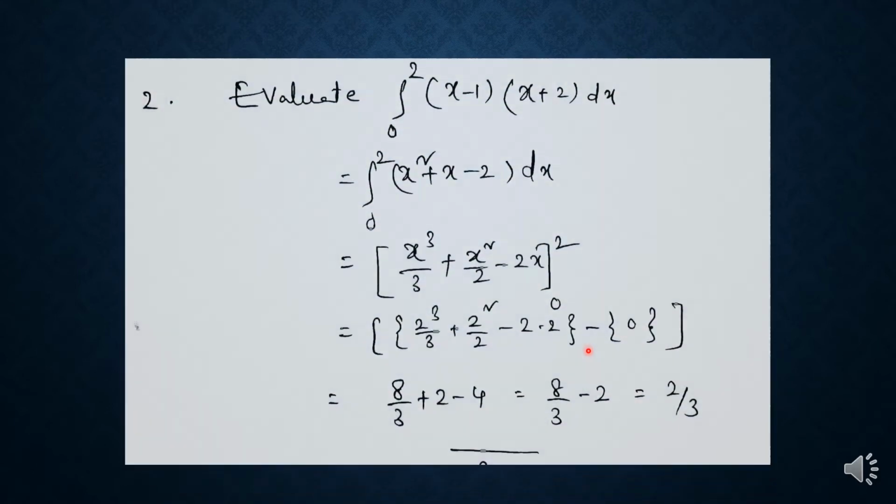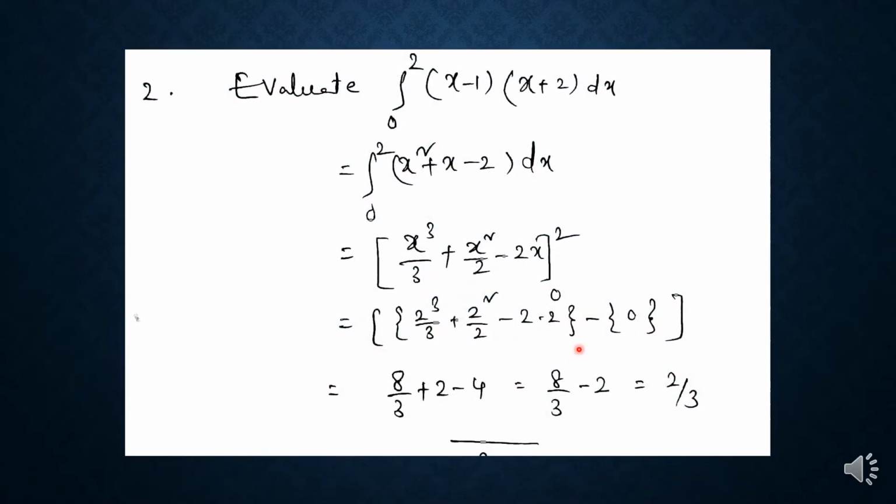Next problem. Evaluate integral 0 to 2 of x minus 1 into x plus 2 dx. To integrate this integrand, at first expand the product. Then we get x square minus x plus 2x minus 2, that becomes x square plus x minus 2. So integral 0 to 2 of x square plus x minus 2 dx.